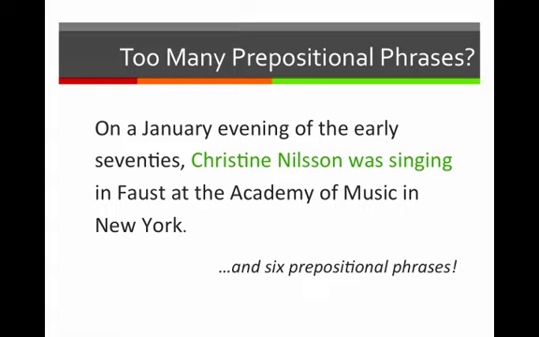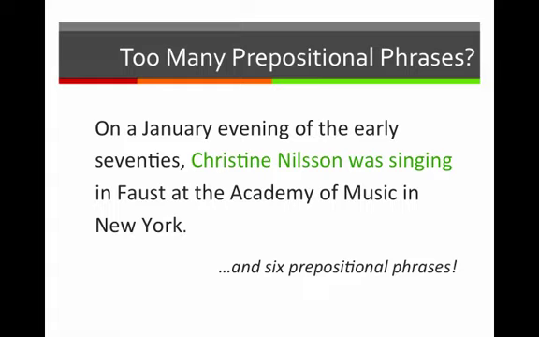On a January evening, 1. Of the early 70s, 2. In Faust, 3. At the Academy, 4. Of Music, 5. In New York, 6. What do you think? Is this too many prepositional phrases? Have things proliferated out of control?